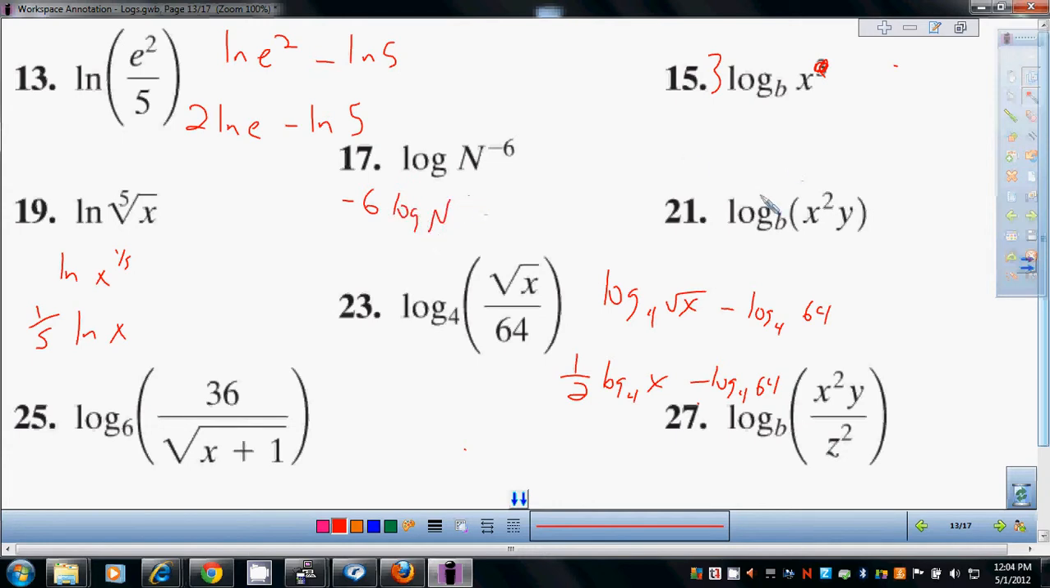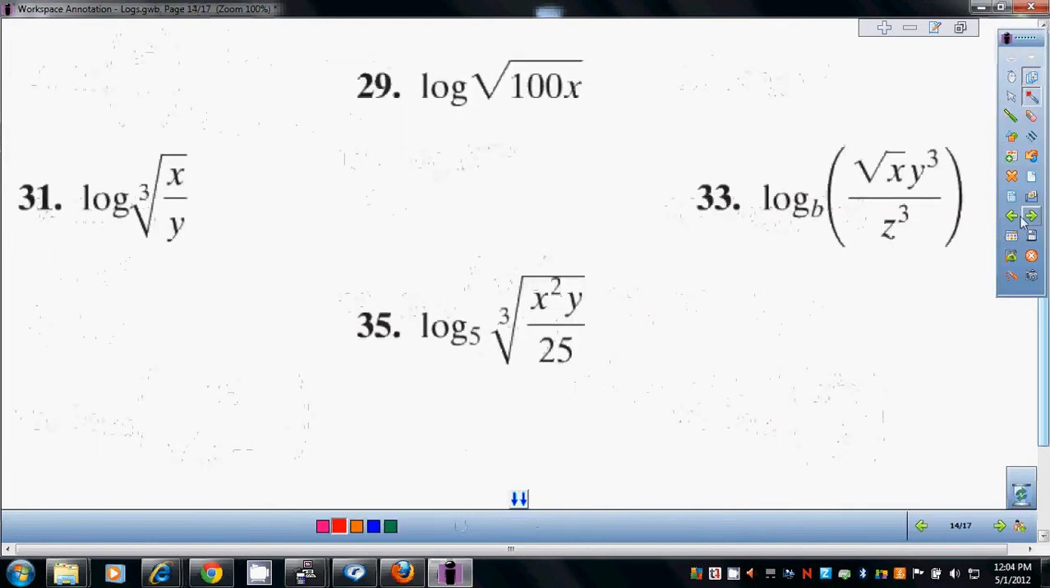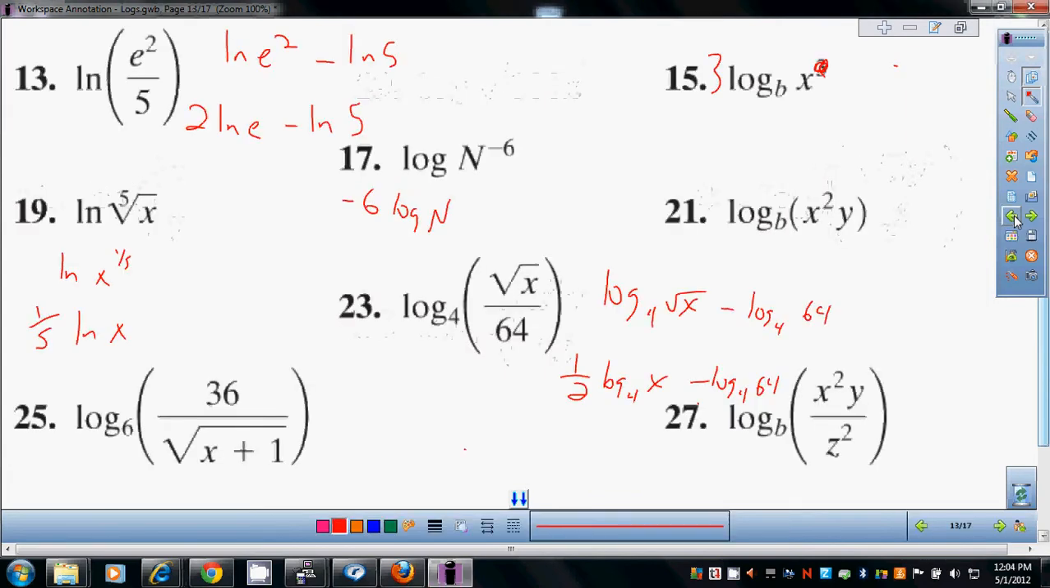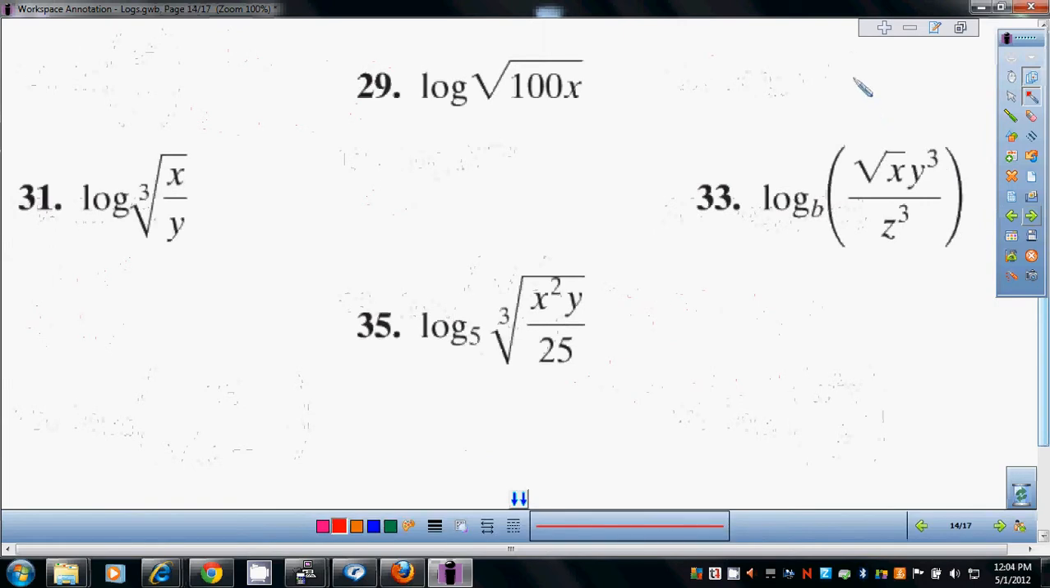Let's look at 27. I didn't pull it aside. Oh, 35. Good one. Yeah. 35 is a good one. What do you think comes first in our order of operations here with this log? That's right, the root, because everything is under that root. So what do I do with it?